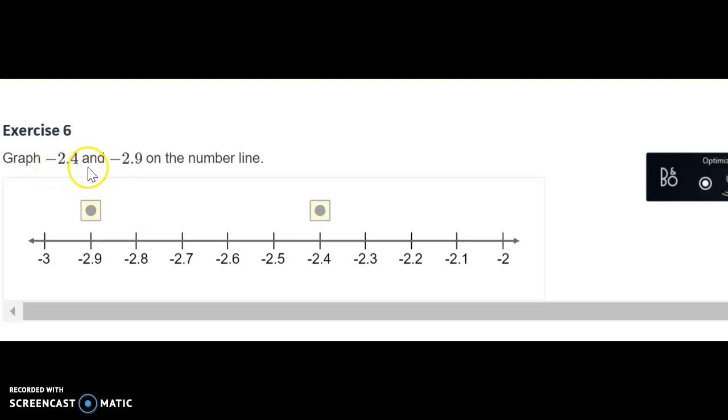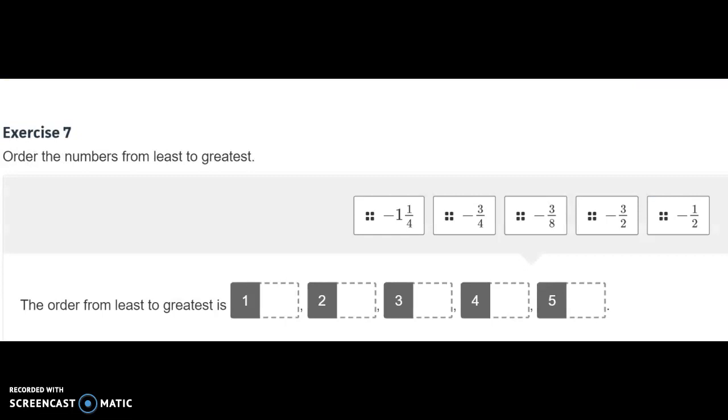So when we graph these negative numbers, over here somewhere is 0, and then we go -2, -2.1, -2.2, all the way to -2.4, and then we keep going to -2.9. I'm not going to do this problem for you. What I want you to do is draw a line and go from least to greatest. Remember, the one that's furthest away from 0 is going to be the least. The one closer to 0 is going to be the greatest.